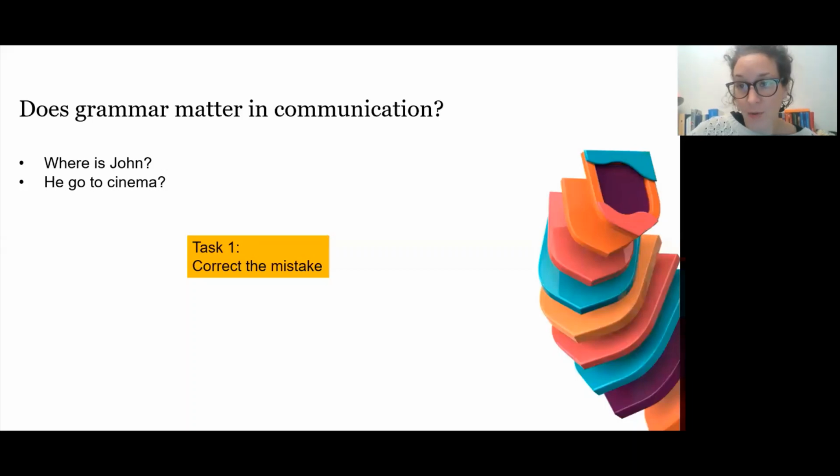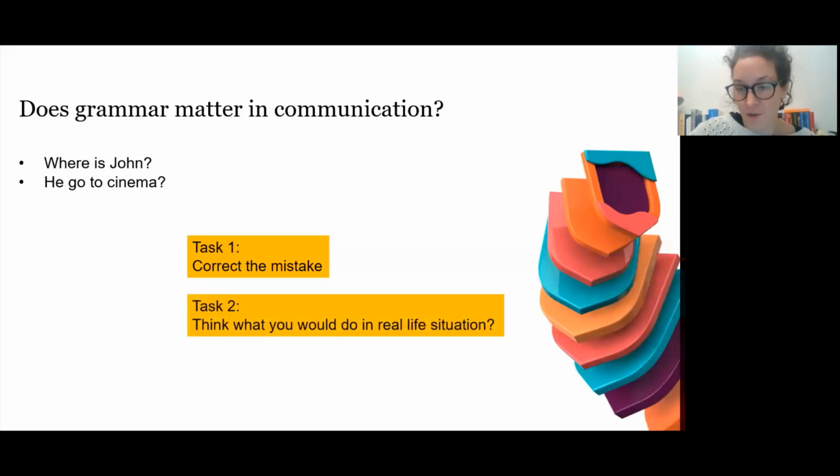Think about the real life situation. Would you correct someone in an everyday conversation in this case? Someone, for example, from China, or someone from, I don't know, Italy, or any other non-English-speaking country. Would you correct this mistake in a communicative situation?